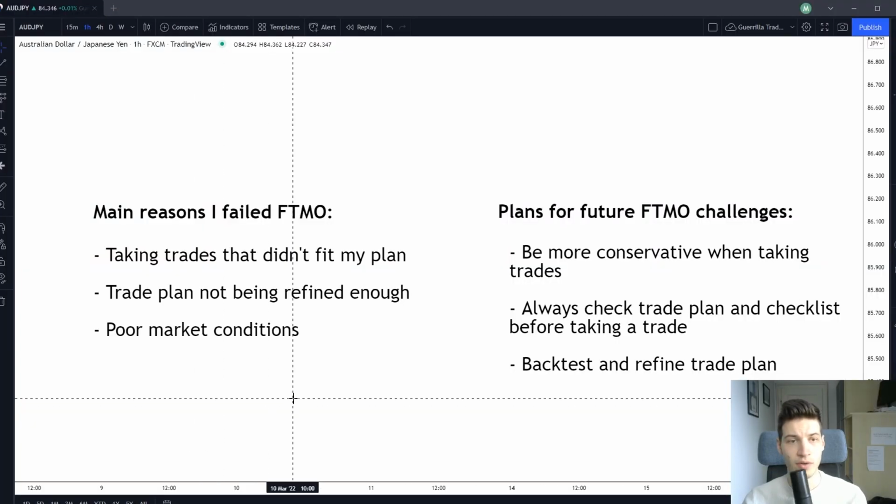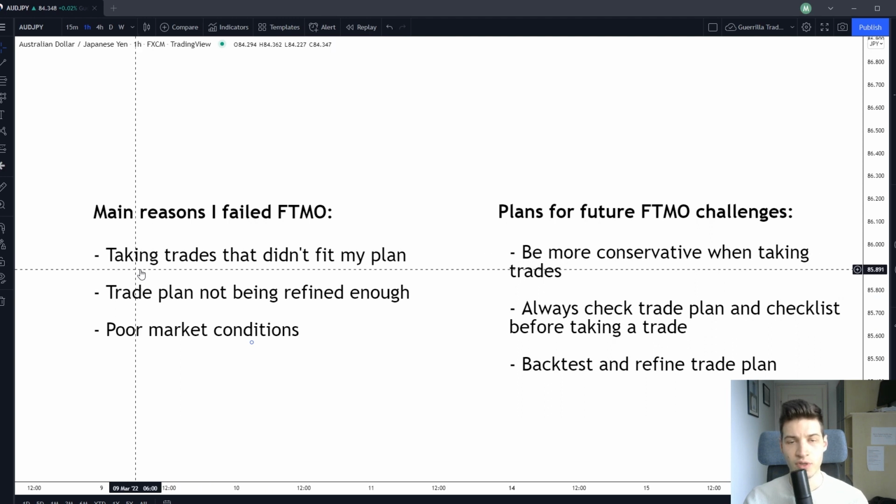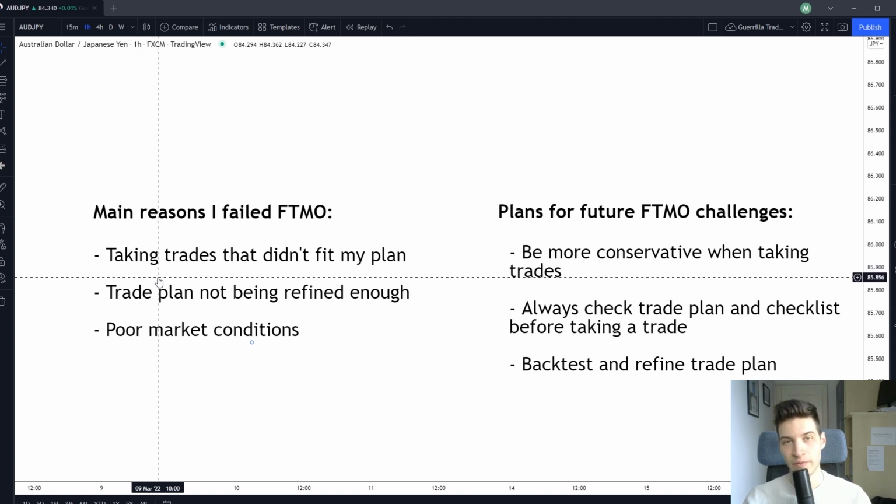Okay, so let's now take a look at some of the main reasons I failed the challenge. The first one would be that I took some trades that really didn't fit my plan. I took 2 losses that didn't fit my plan or my checklist. They were more impulsive trades, so I really need to work on that. The second one would be that my trade plan was not refined enough. I found that I took more valid setups than high probability ones. Definitely something to work on, and do more backtesting, also more market research, and be more conservative when taking the trades.